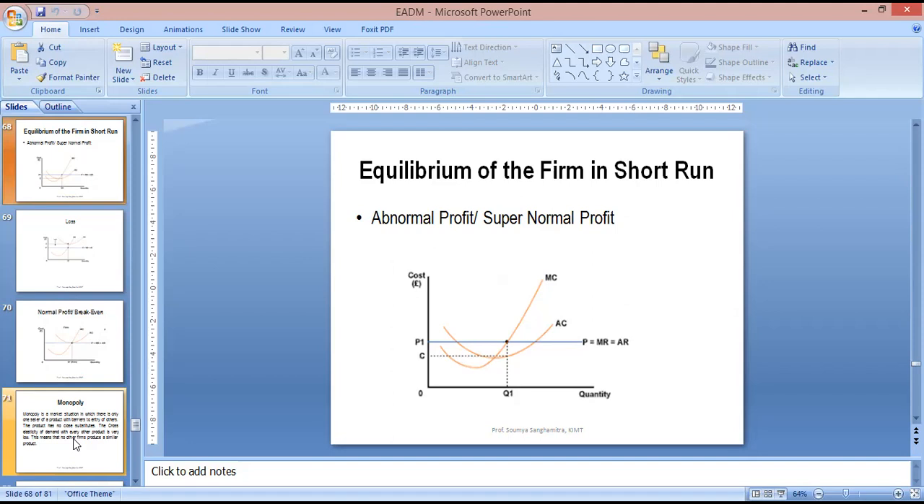In this figure, the firm's equilibrium is attained at a point E where the MC curve intersects the MR curve. At OP, AR is EQ while its average cost AC is BQ. Since AR is more than AC: AC is average cost, AR is average revenue, MR is marginal revenue, MC is marginal cost.